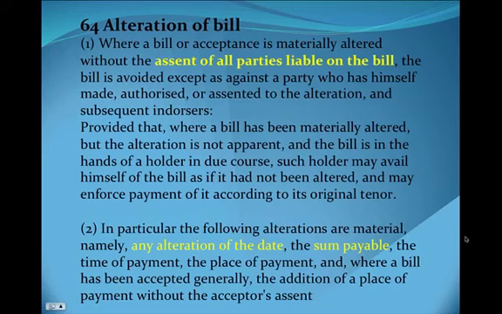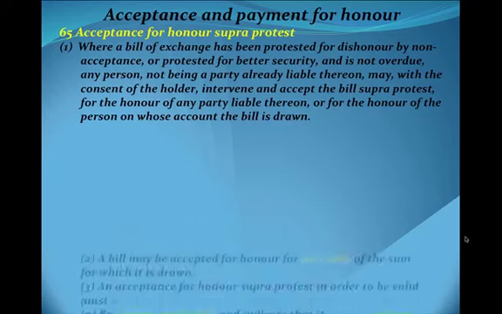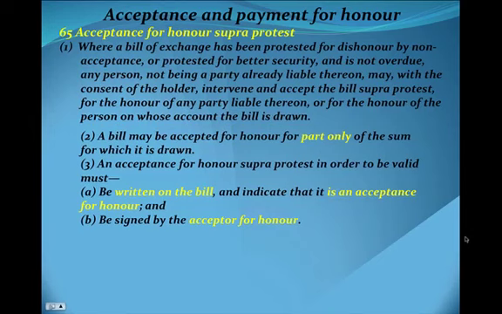Okay, now we are going to be altering the bill. We're going to be altering the sum payable. So the alteration of a bill, you need to know this to alter it. Okay, acceptance for honour supra protest. Where a bill of exchange has been protested for dishonour by non-acceptance, okay, if we don't accept it, they can protest it for non-acceptance. So we need to look at a bill may be accepted for honour for part only of the sum for which it is drawn, okay, and we will be doing part only, I can assure you.